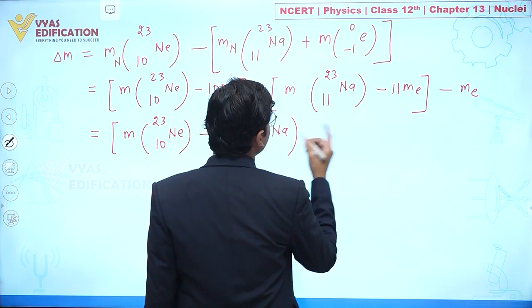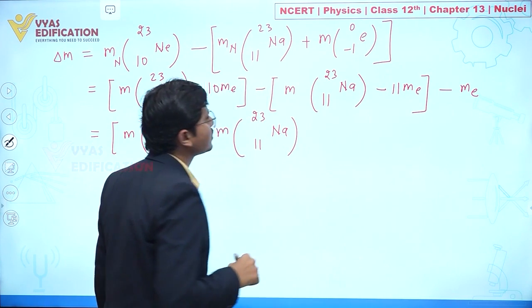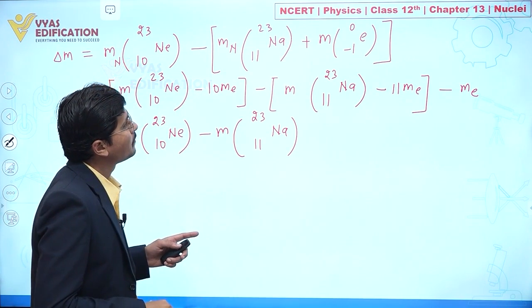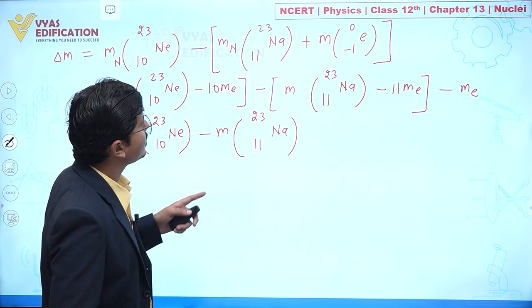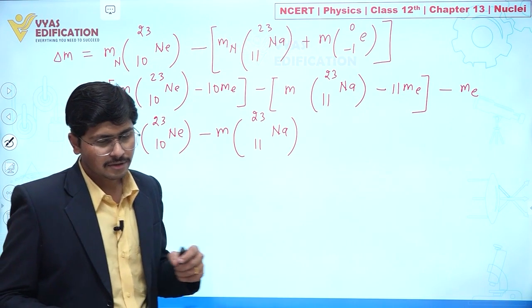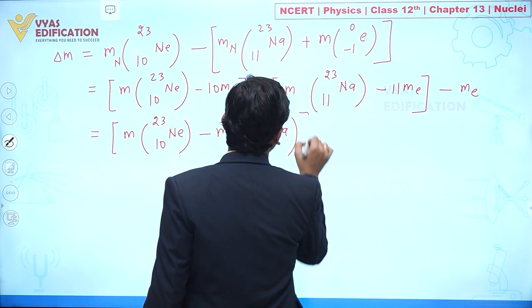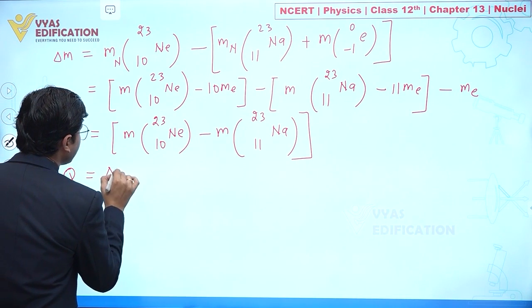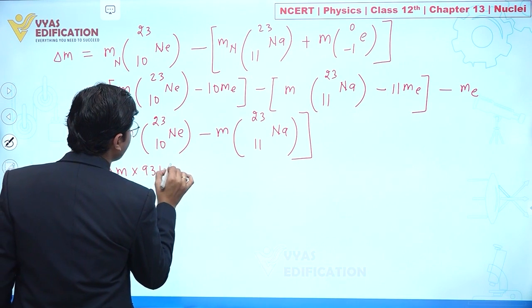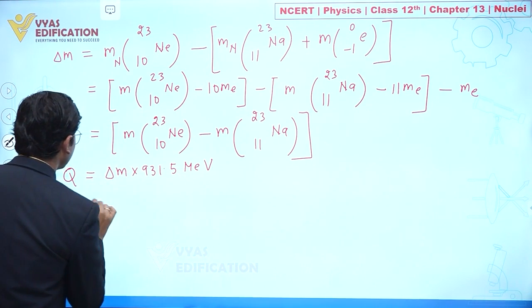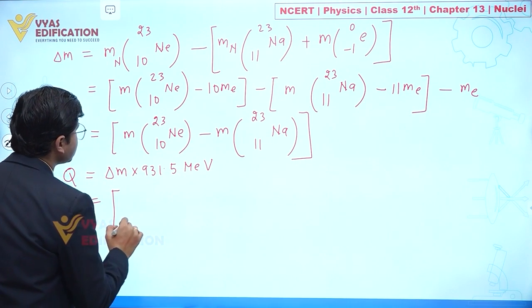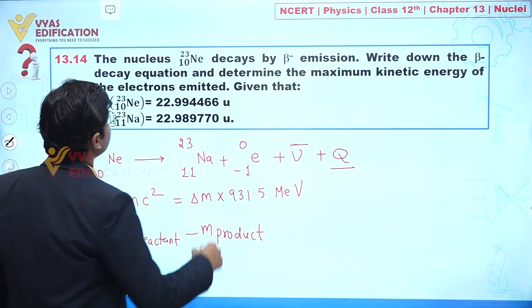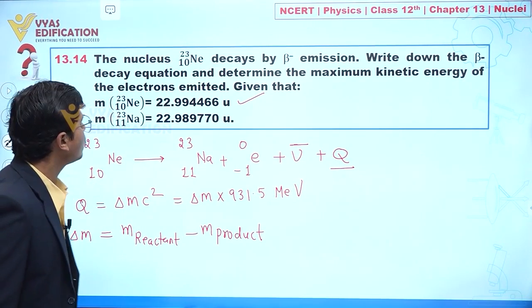Yes, that is clear. Okay. So directly, the 11 Me cancels out. Now this is only for the mass defect. So now we can calculate the Q value, and this Q value is given by delta M into 931.5 million electron volt. So for that, now you can place the value, which we write as 22.994466.